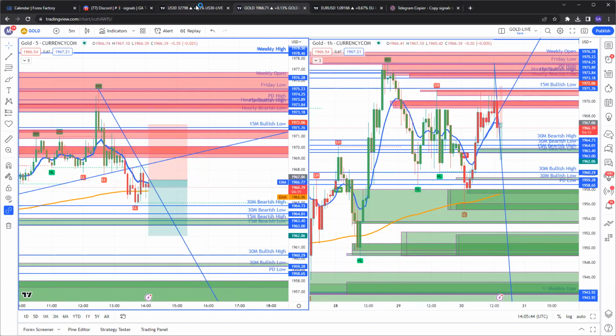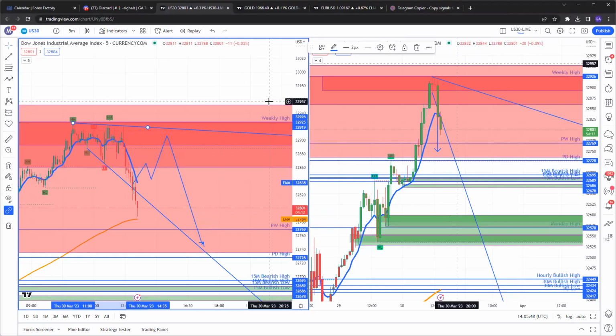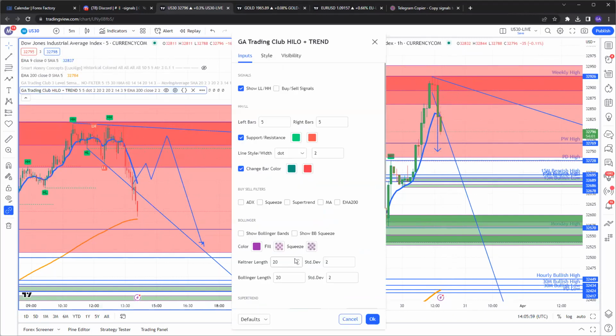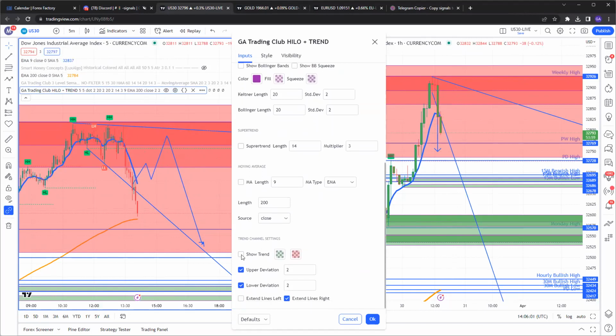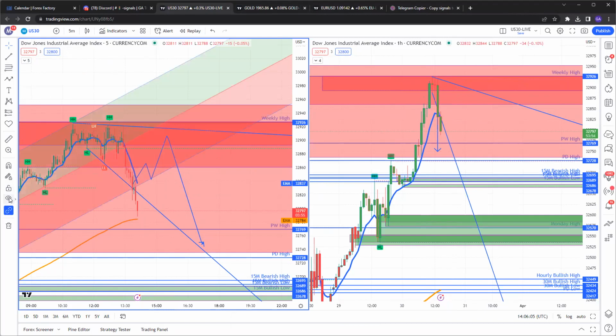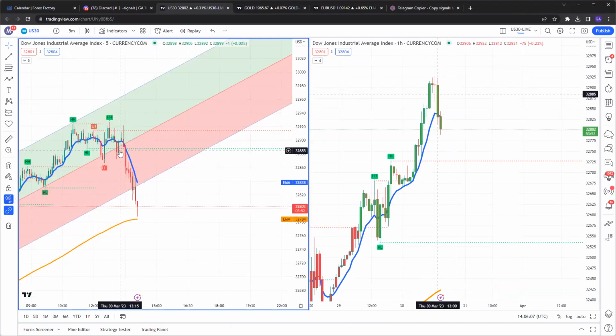So let's keep analyzing, and there we go. That's what I love to see. US 30, I'm not sure. So US 30 is also giving a death cross. But until US 30 comes, let's see what zone US 30 is in right here. So look at that, US 30 came from a sell zone.